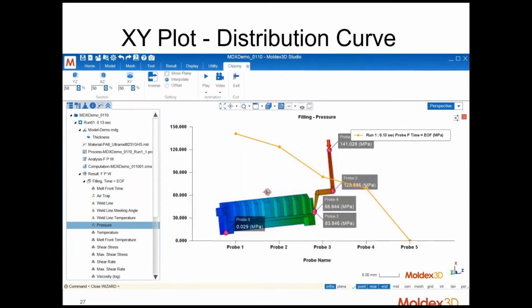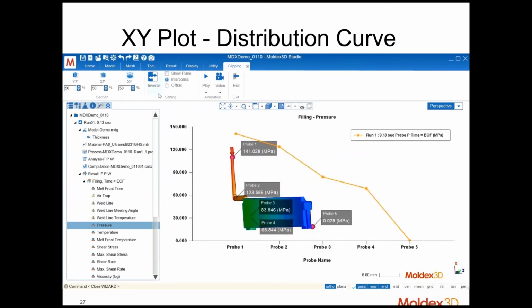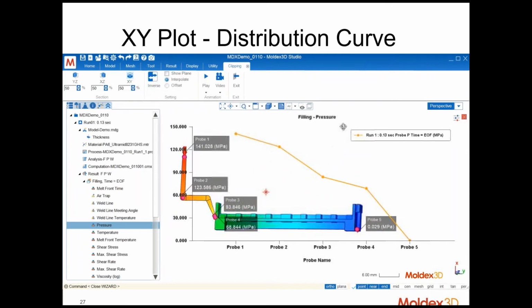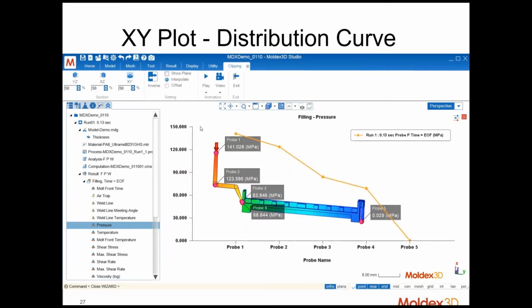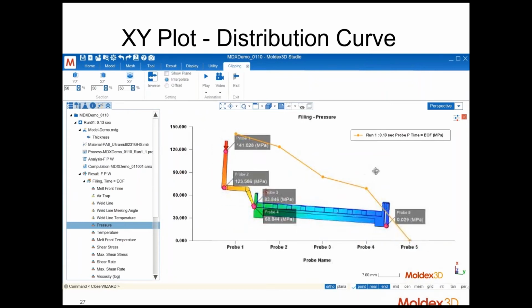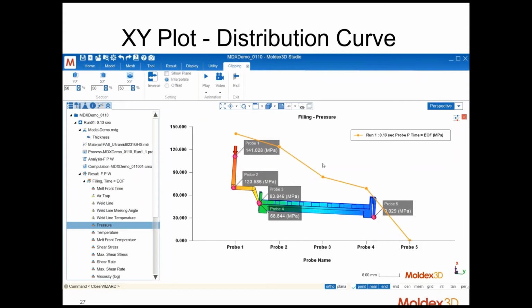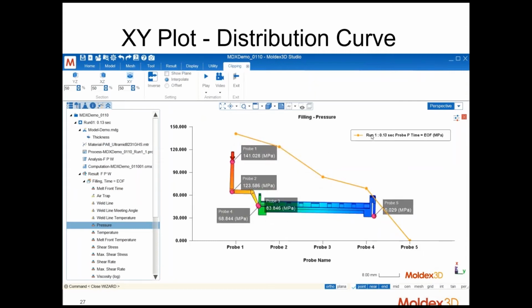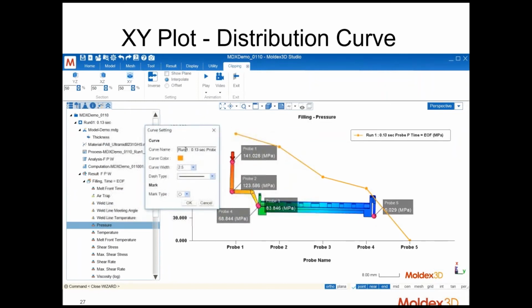Right now the orientation is backwards. So just rotating it around, and then you can match up probe 1 on the left with probe 1 on the graph. Same thing with probe 5, and it just gives you another visual effect for analyzing data. And these probes can be used for pressure, temperature, shear rates, shear stresses. You can change the names and the axes titles.